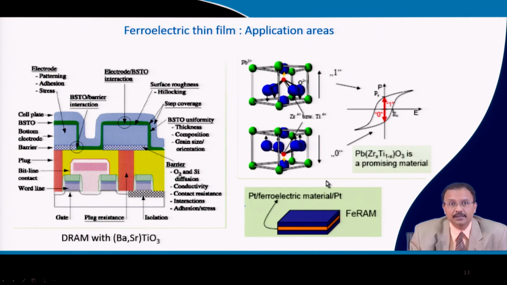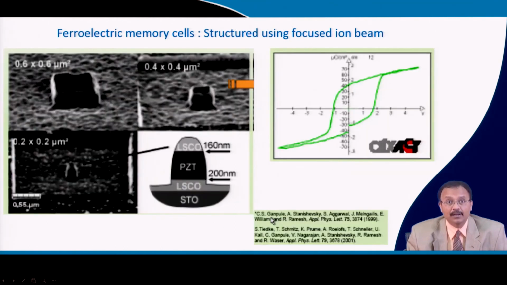So, this is a typical device structure of FeRAM. Now, it is challenging to make such a small device, because the device should be very small as far as the area is concerned, and you will have to measure that each individual cell is ferroelectric in nature.